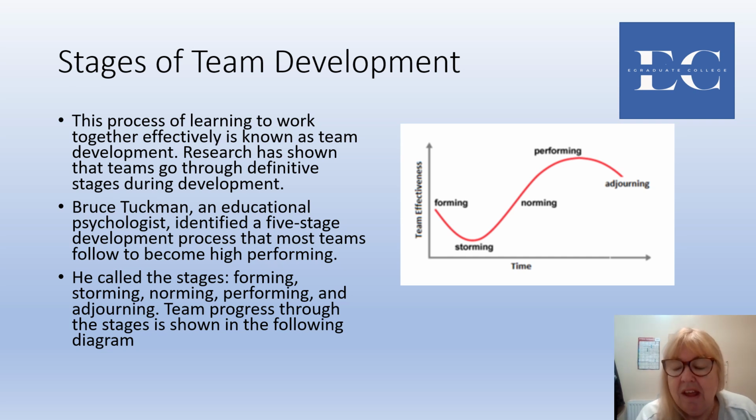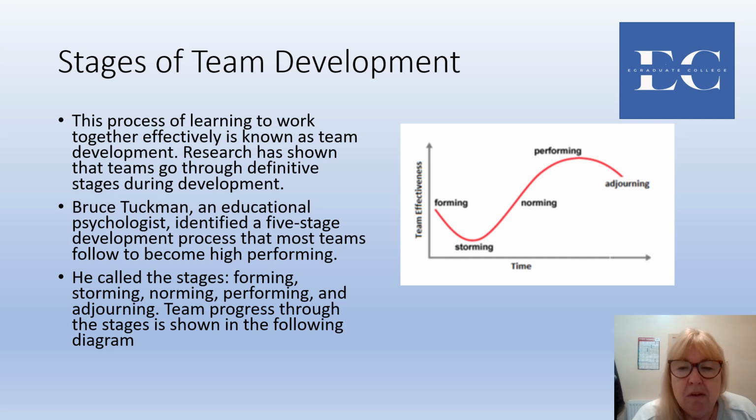So as you can see, the vertical line is team effectiveness, the horizontal line is time. So hopefully you get more effective as a team the longer you work together, if you look at our graphic, apart from the fact that you have a bit of a dip in effectiveness during the storming phase. And I'm going to tell you a little bit about those different phases.